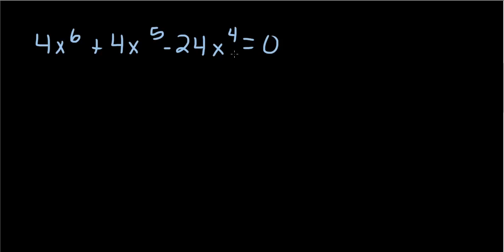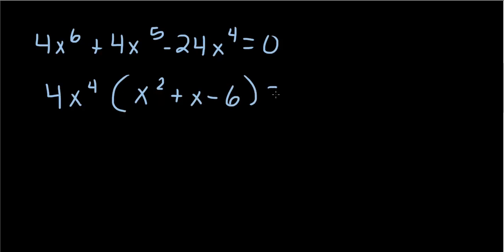So we're going to try now 4x to the 6 plus 4x to the 5th minus 24x to the 4th equals 0. Again, we're going to look at the common factor amongst all of these ones. The common factor is 4x to the 4th. So then inside of the parentheses is going to be x squared plus x minus 6 equals 0.